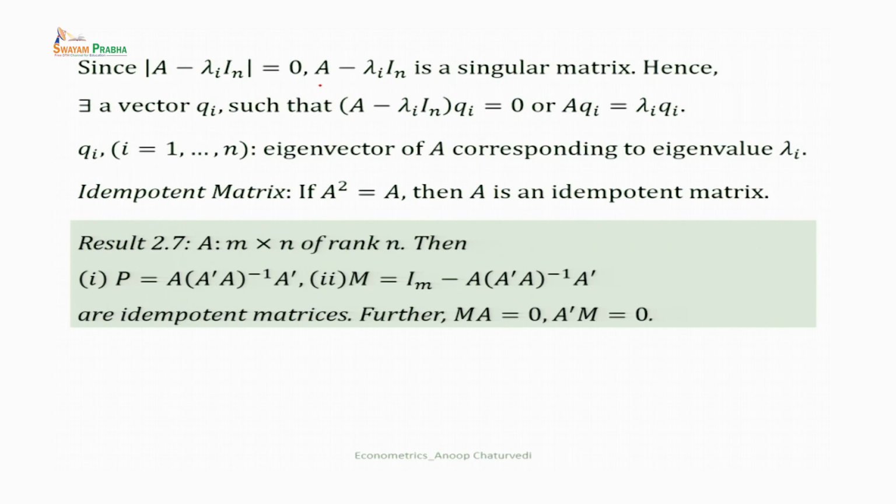This has determinant 0. And since this is a singular matrix, you can find a vector Q i such that (A minus lambda i I n) Q i is equal to 0. Say different columns of a singular matrix are linearly dependent. So, you can find a linear combination of different columns of A minus lambda i I n which is equal to 0, or A Q i is equal to lambda i Q i. Then Q i for i equal to 1 to n are called the eigenvectors of A, or actually Q i is the eigenvector of A corresponding to the eigenvalue lambda i.